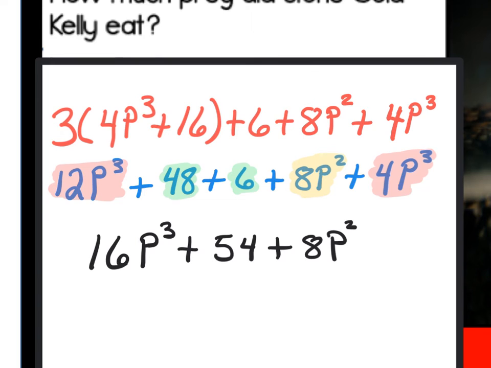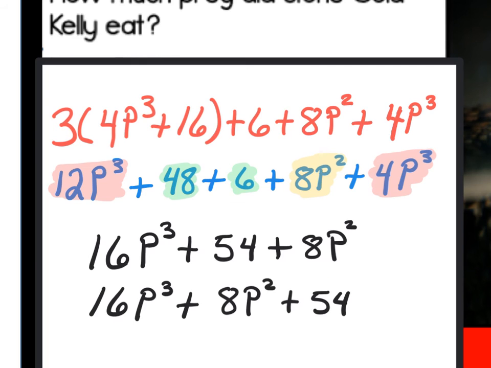Now the last thing is that I want to have my variables up front. So I'm going to rewrite this as 16p to the 3rd power plus, and I'm going to move this 8p to the 2nd power right there. And then I'm going to have just my numbers at the end and add the 54 right in there. And right there you have it, my friends: 16p to the 3rd power plus 8p to the 2nd power plus 54.